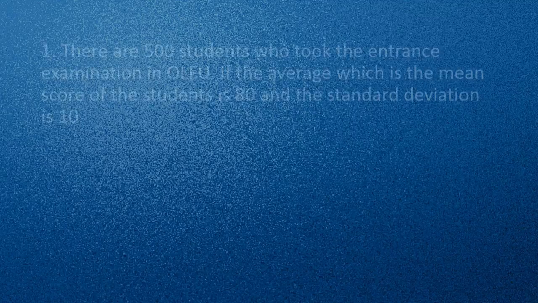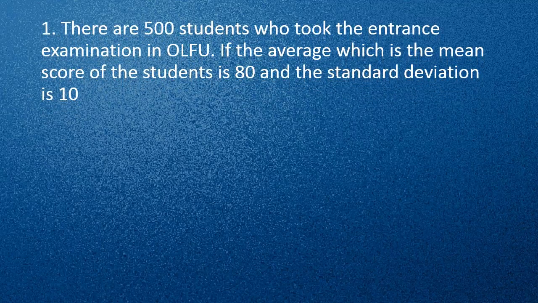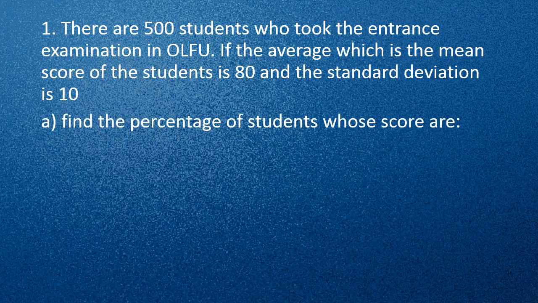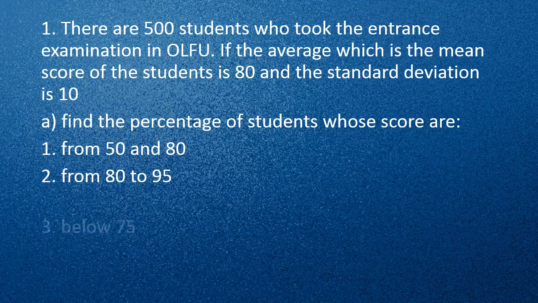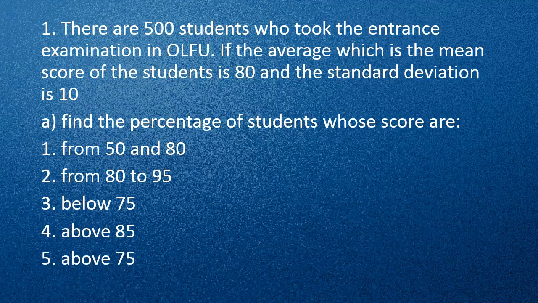Here's our word problem. There are 500 students who took the entrance examination in all. If the average, which is the mean, score of the students is 80 and the standard deviation is 10, first find the percentage of students whose scores are: number 1, from 50 to 80; number 2, from 80 to 95; number 3, below 75; number 4, above 85; and number 5, above 70.